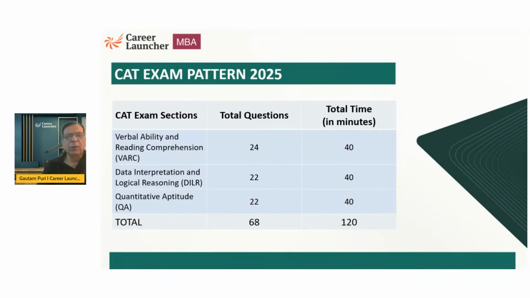Now, very quickly, something that I have talked about multiple times. I'm not going to spend too much time here, but just to remind you that the CAT 24 pattern is what we expect to happen in CAT 25 also. The CAT 24 pattern had 22 questions of DILR to be attempted in 40 minutes, and these 22 questions meant something like 5 sets of data.